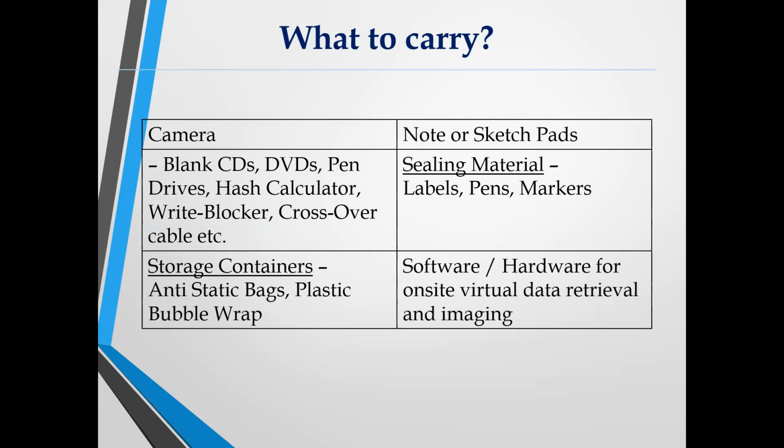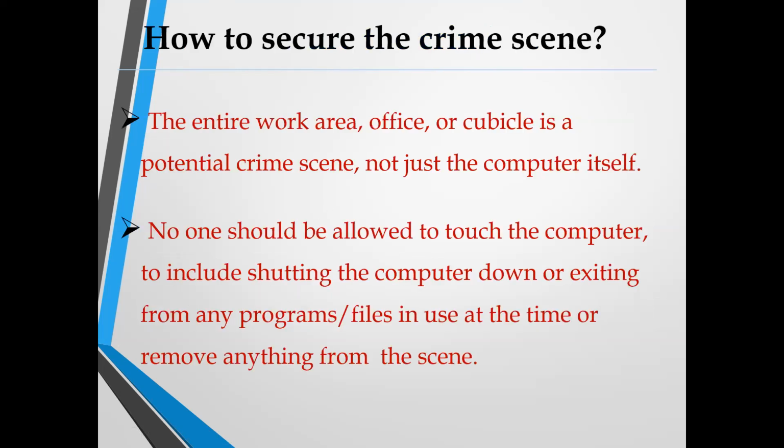Sketch and notebooks have, of course, storage devices. Anti-static bags or plastic bubble wraps. All these are part of the containers that we can use because we want them to be cushioned. Sealing material, because as you're packaging this material, it needs to be sealed and stored off. Software and hardware for on-site virtual data retrieval and imaging. All these are very important, especially where you're making your images.